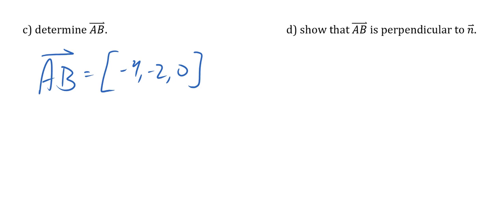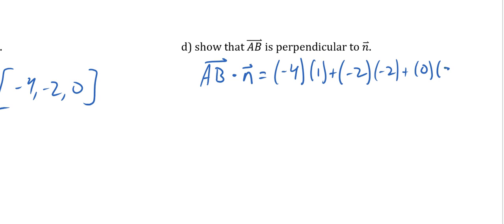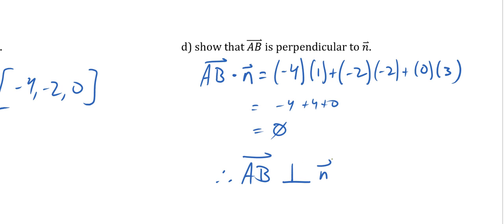And then show that AB is perpendicular to N. It had better be. We know N, we've got that from part A. We've got AB from C. AB is parallel to the plane. N is the normal to the plane. So they better be perpendicular. Somebody remind me again for the dot product. Negative 4 plus 4 plus 0, which equals 0. Don't just leave it at equals 0. You have to interpret it. We all know that's what that means, but that's the point. Therefore, it's perpendicular.